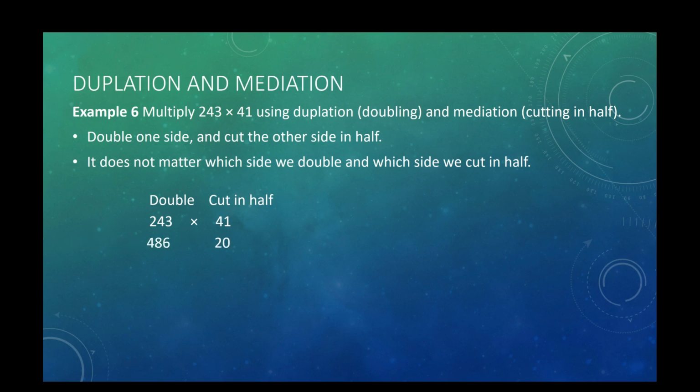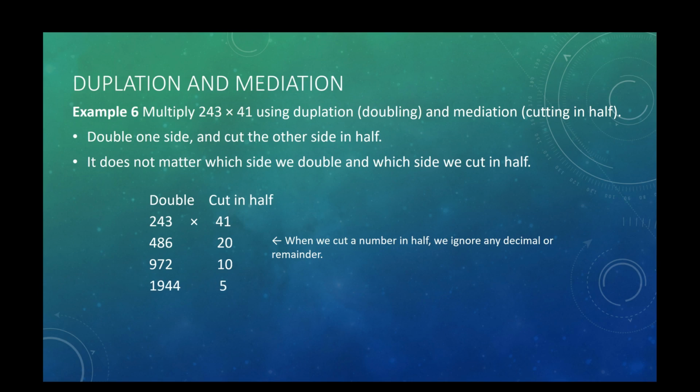Here goes. 243 doubled, which means times 2, is 486. 41 cut in half is 20. Well, actually, there's a little remainder there, right? It's not exact, but we ignore that decimal or that remainder. Double and cut in half again. 486 times 2 is 972. 20 divided by 2 is 10.